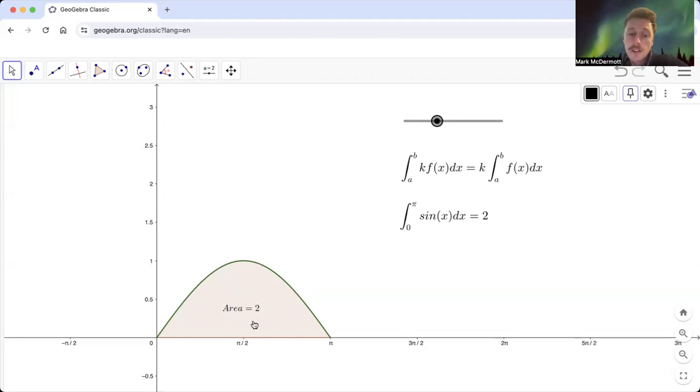You're welcome to try that out and see why that's the case, but you might expect things to be in terms of pi, but it turns out to be an integer. So I find that interesting. In any case, that's the integral from 0 to pi of sine x dx between 0 and pi.